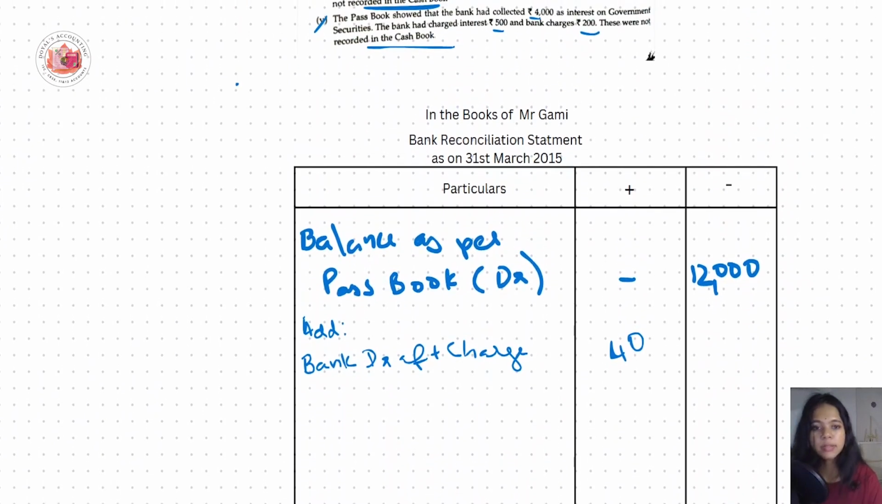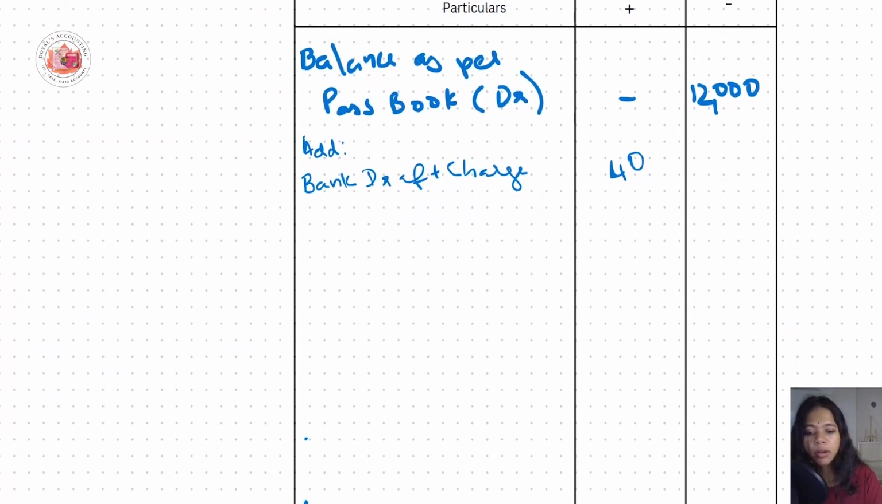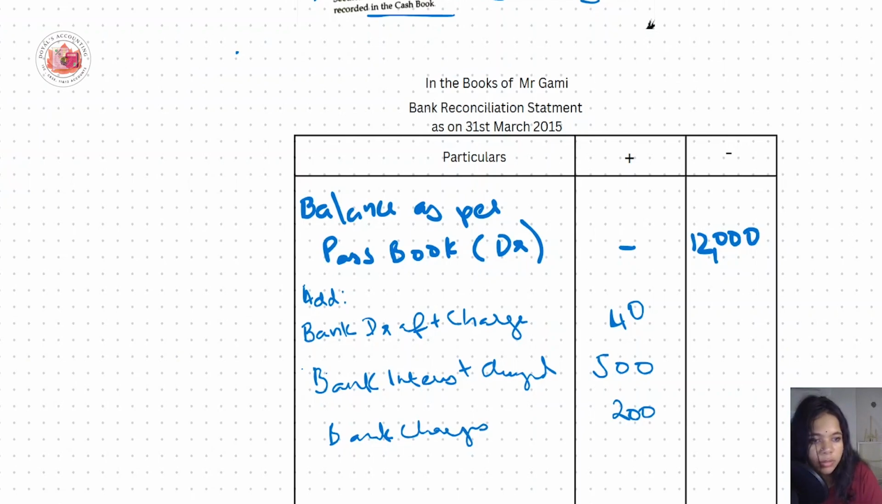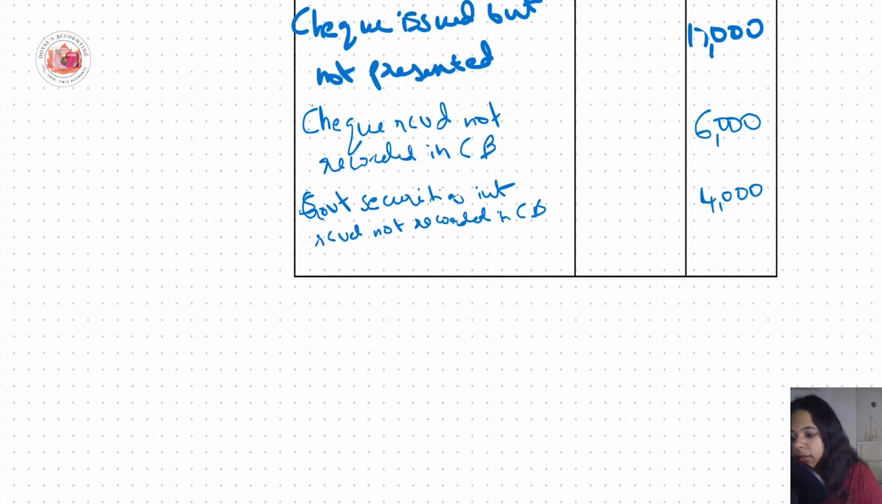I am deducting this. Now, the bank has charged interest of 500 and charges of 200. That means my passbook balance is lesser by 700 rupees than my cash book balance, and if I want to equalize the two, then I'll have to add. So I will add 700: bank interest charged rupees 500, bank charges rupees 200. Now we have done all the transactions.